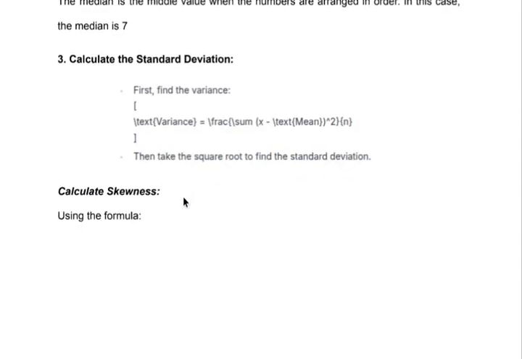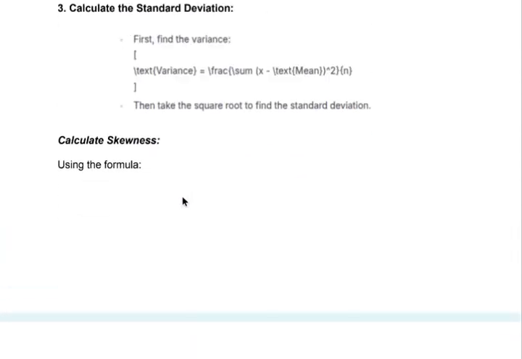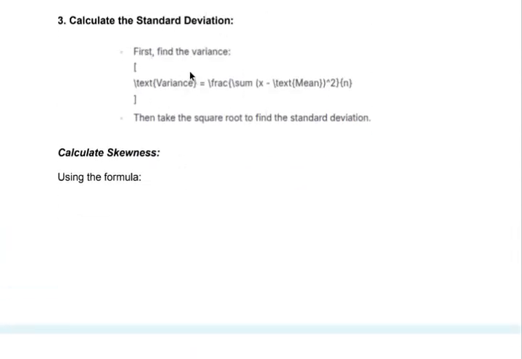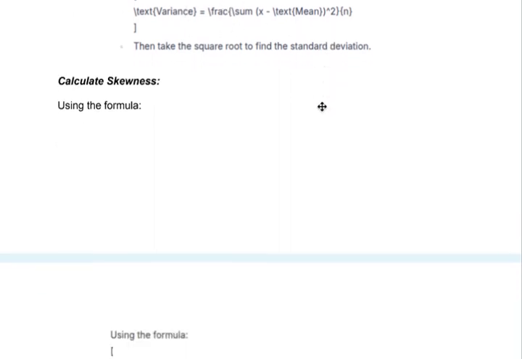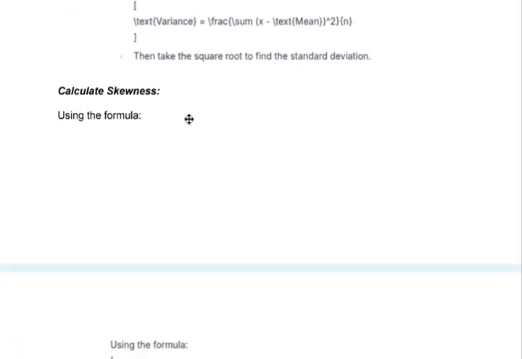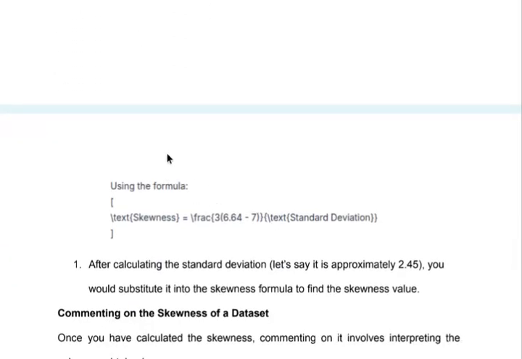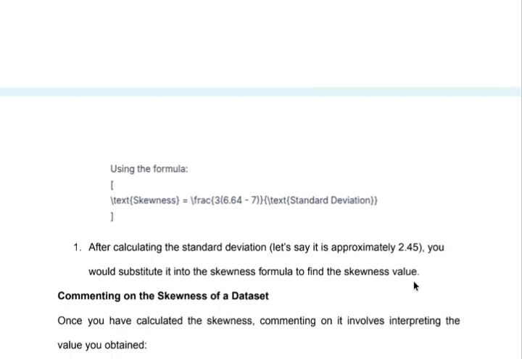3. Calculate the standard deviation. Once we have the mean and the median, the third variable that is needed is the standard deviation. The formulae below will help in finding the standard deviation. 4. Calculate skewness. Now, with the mean, the median, and the standard deviation, we will substitute the figures we got into Pearson's first coefficient of skewness formula. After calculating the standard deviation, you would substitute it into the skewness formula to find the skewness value.